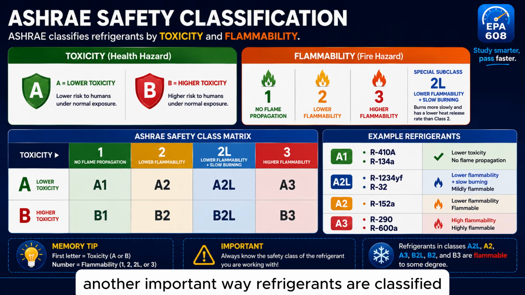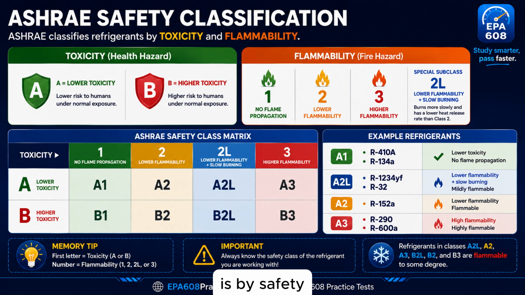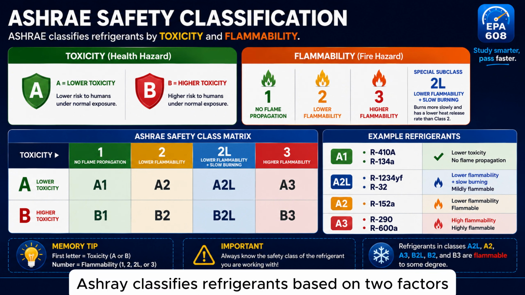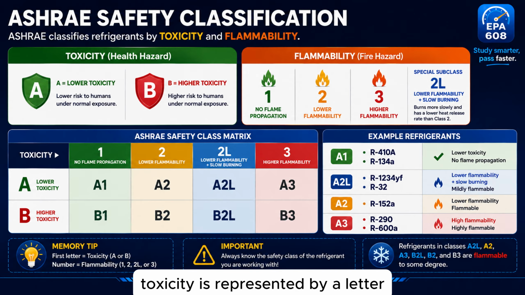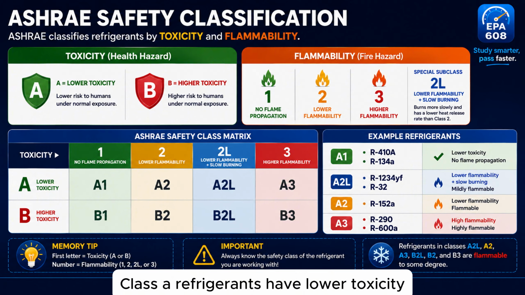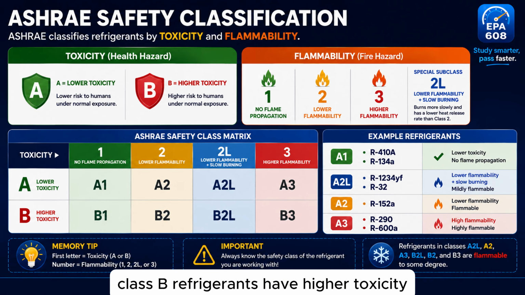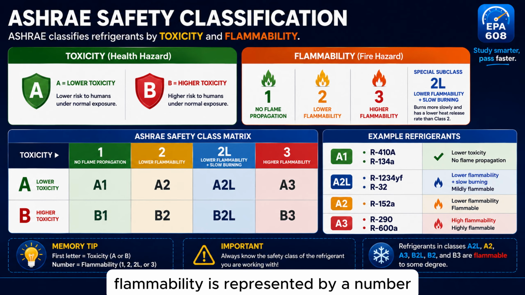Another important way refrigerants are classified is by safety. ASHRAE classifies refrigerants based on 2 factors: toxicity and flammability. Toxicity is represented by a letter. Class A refrigerants have lower toxicity. Class B refrigerants have higher toxicity. Flammability is represented by a number.